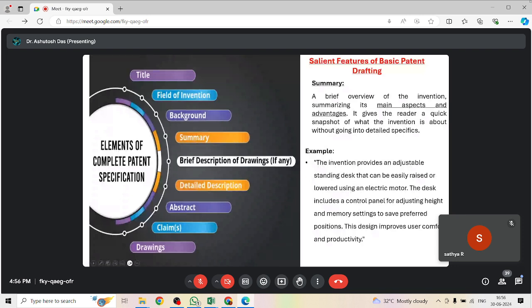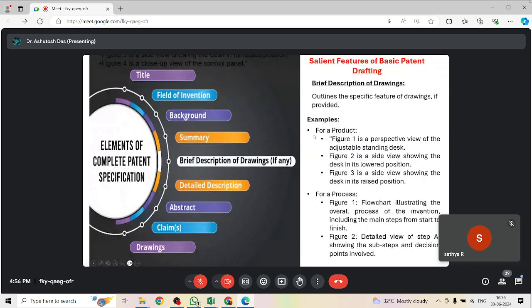Then comes the brief description of drawings. Drawings can be for a product. You can write something like this. All drawings are given before. Here, write just this basic quadrant.